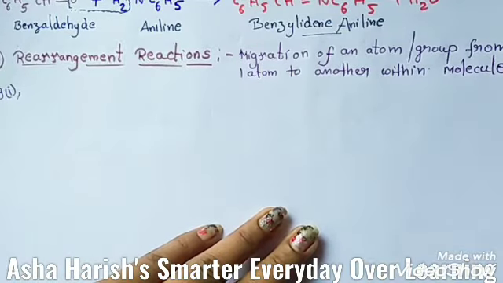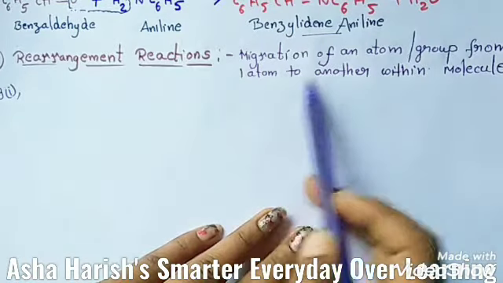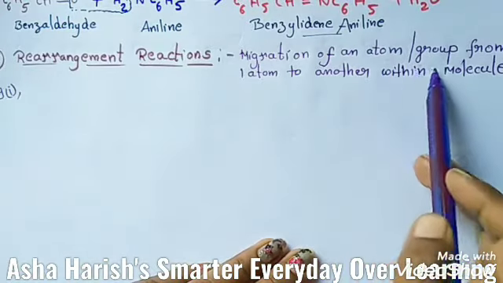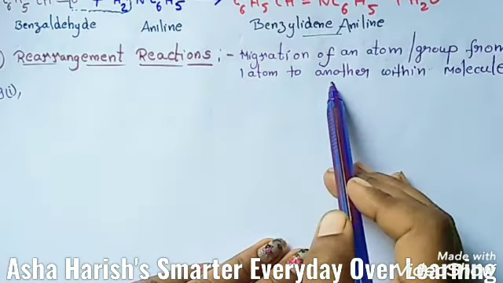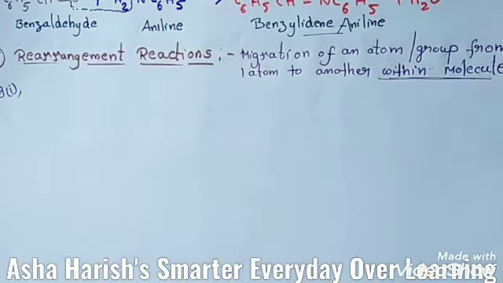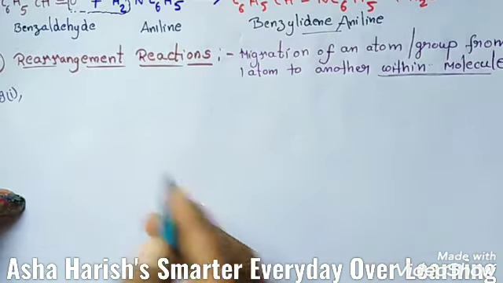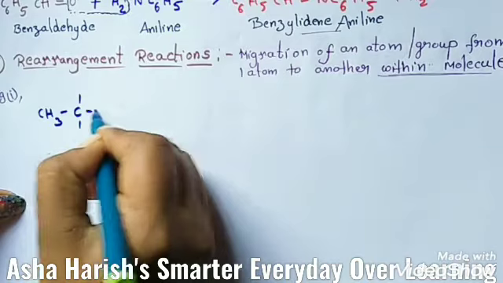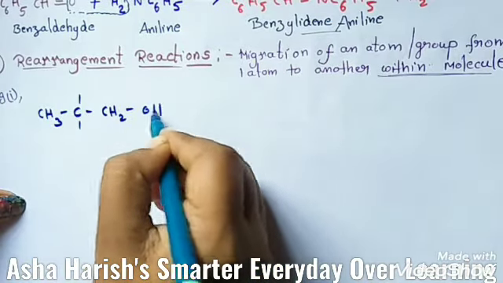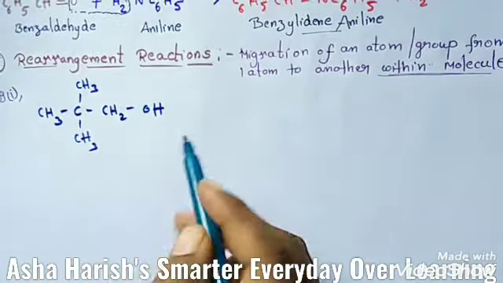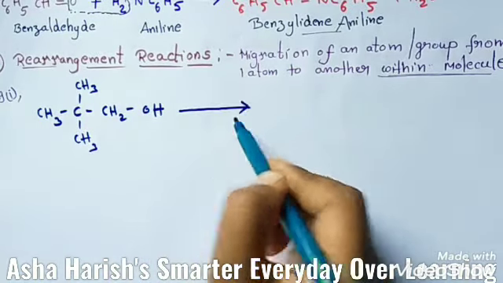Next type of chemical reaction, let's see now, rearrangement reactions. Here is the definition. These rearrangement reactions involve the migration of one atom or group of atoms from one atom to another within the same molecule. So this is the definition. For example, I'm going to write here the dehydration of 2,2-dimethylpropanol. So this is CH3, this is C, CH2OH. So this is the second carbon, 2,2-dimethyl. So at this second carbon, two methyl groups are attached.